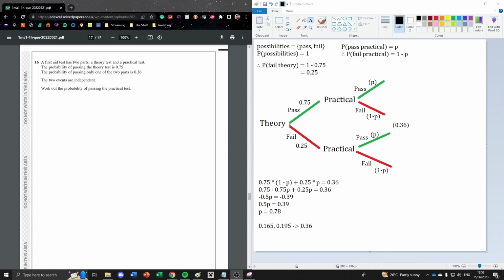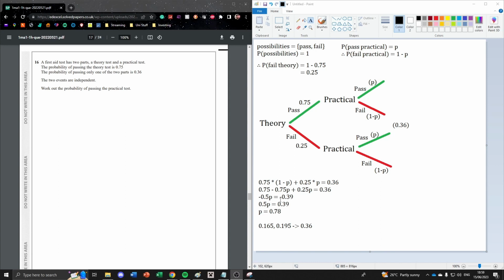And obviously because either of these ways, up and then down or down and then up, would satisfy our condition, we add them together because the probability of two things happening, either or, we just add the probabilities of both of those things. So then we can rearrange this slightly, expand out these brackets to get 0.75 minus 0.75p plus 0.25p equals 0.36. Obviously, there's minus 0.75 and there's plus 0.25. We're going to 0.5p. And if we then subtract this 0.75 from both sides, we end up with minus 0.39.